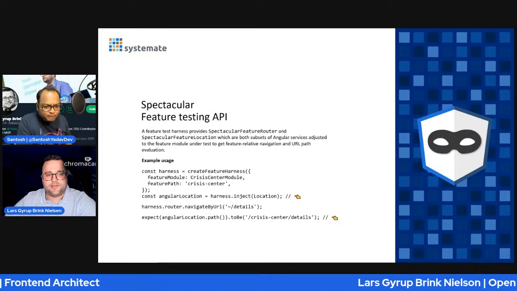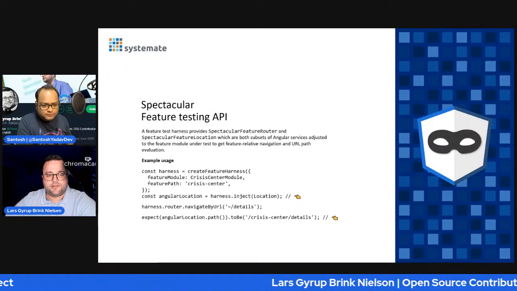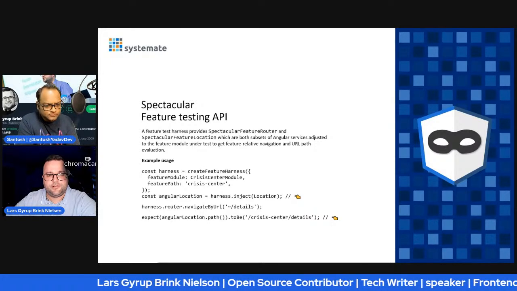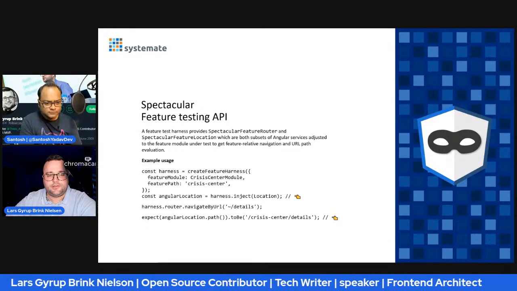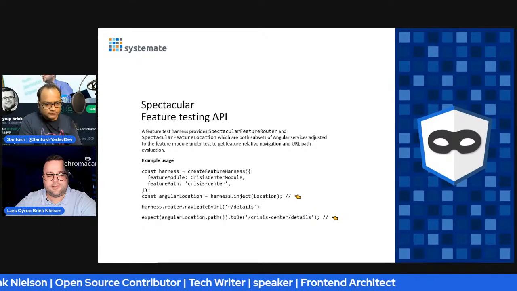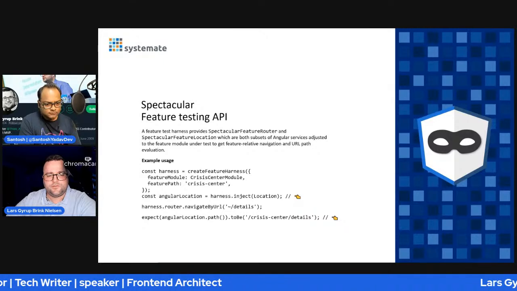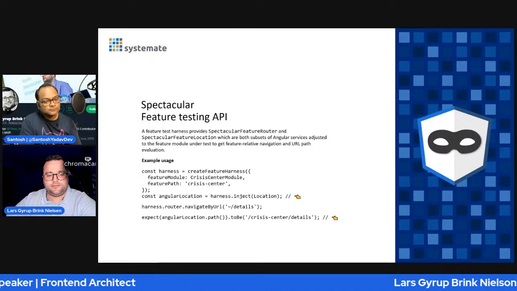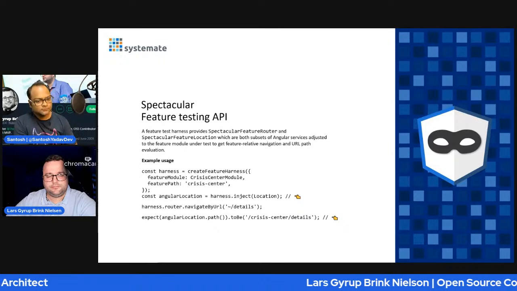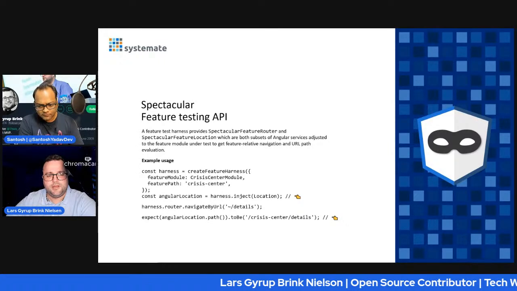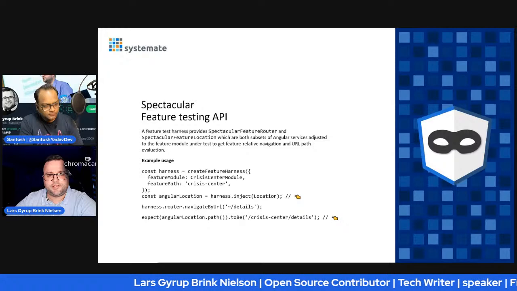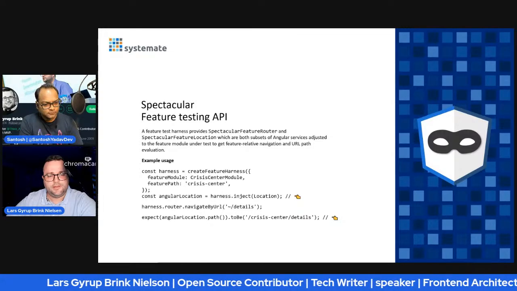So yeah, that's the same thing. We pull out Angular's own location service. We use the feature router to navigate to ~/details. And in Angular's own location service, we can see that it does return /crisis-center/details. So it just removes some repetition from a test suite for a feature module.